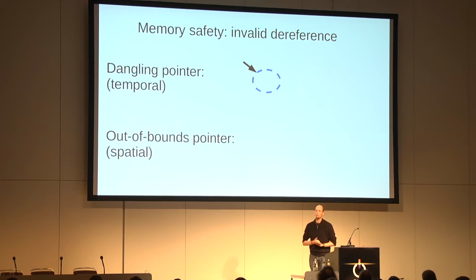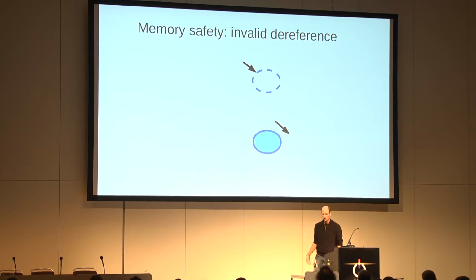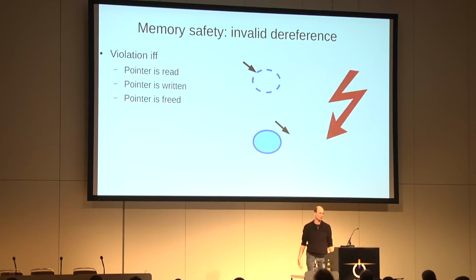Imagine that we are iterating through an array, and as soon as we step outside of the array, we have an out-of-bounds pointer, which is some form of spatial memory safety violation. Both of these pointers are still fine as long as we don't dereference them. But something bad will happen if the pointer is read, written, or freed again, and we end up with some form of corruption. Otherwise, there's no violation.